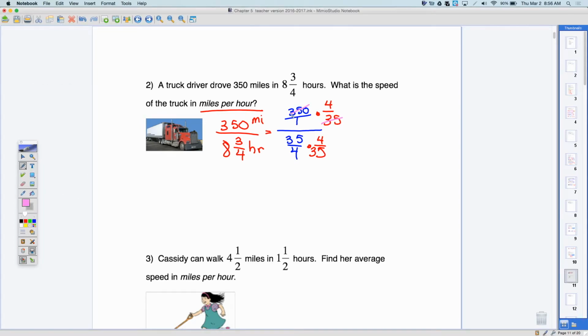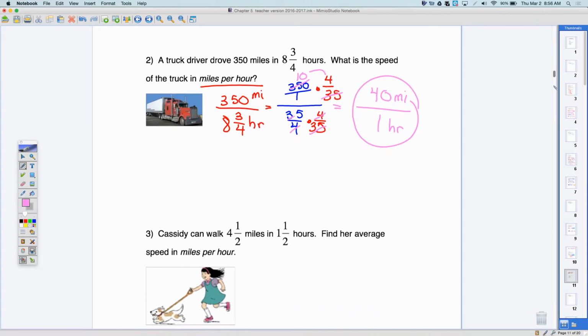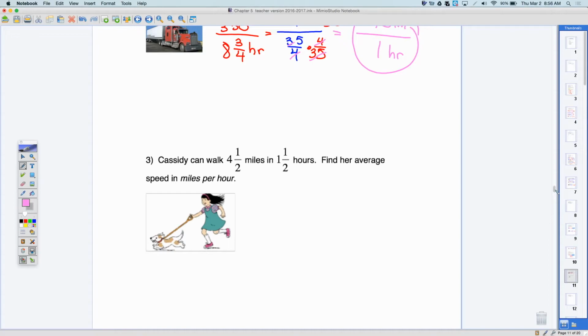We can cross cancel the 35 with the 350, so you're left with 10. Everything in your denominator cancels out, and you're left with a 1. So in your numerator, you have 10 times 4, or 40, so 40 miles over 1 hour. Don't forget your labels.